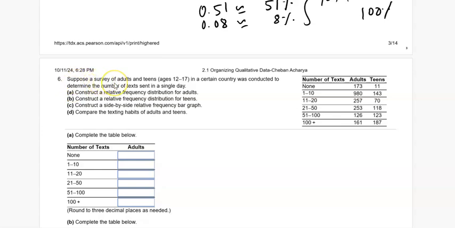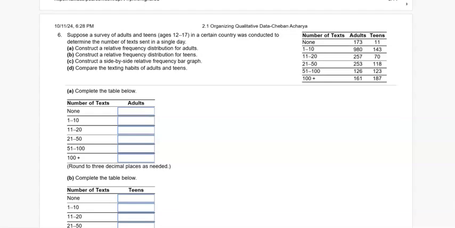Suppose a survey, question number 6 by the way. Question number 6. Suppose a survey of adults and teens aged 12 to 17 in a certain country was conducted to determine the number of texts sent in a single day. So how many texts?